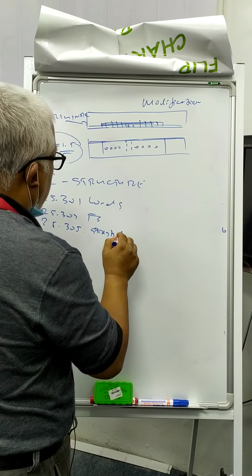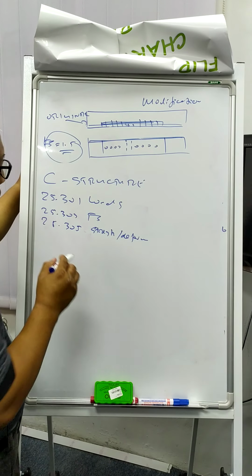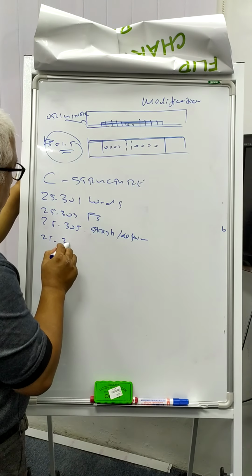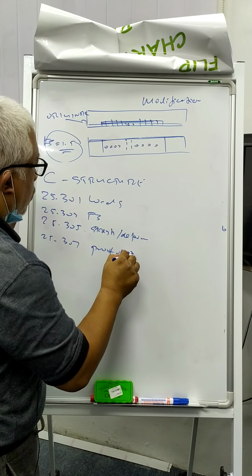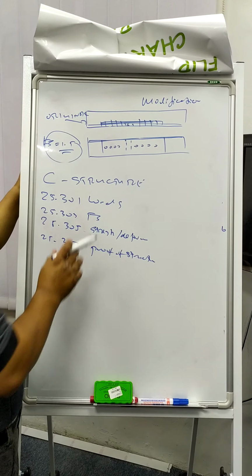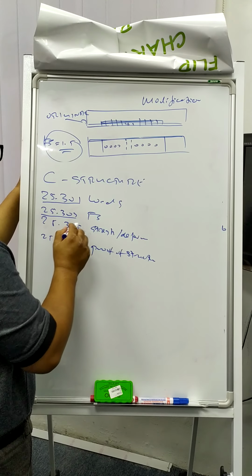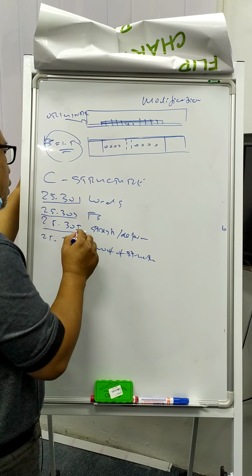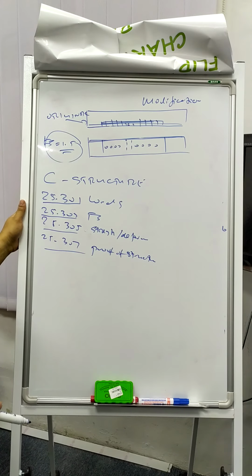Strength and deformation. I just put the deformation, and then 25.307, proof of structure. Okay, those are in the structure: 25.301 loads, 25.303 factor of safety, 25.305 strength and deformation, 25.307.